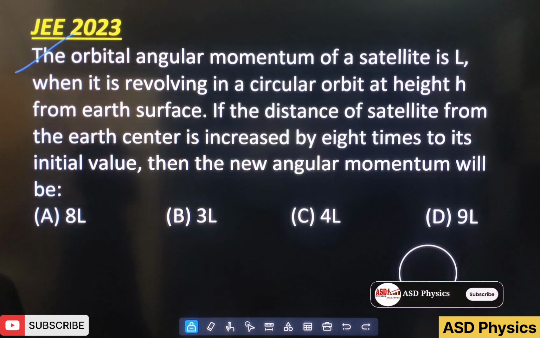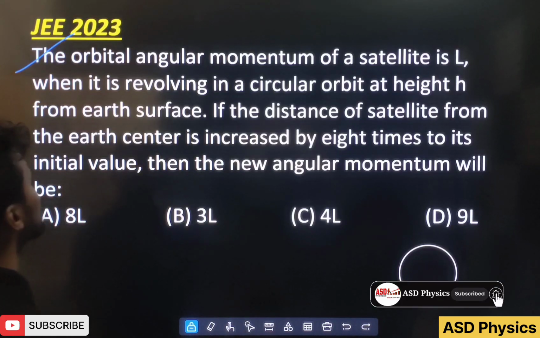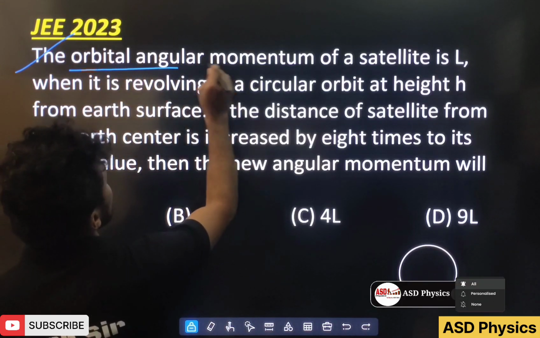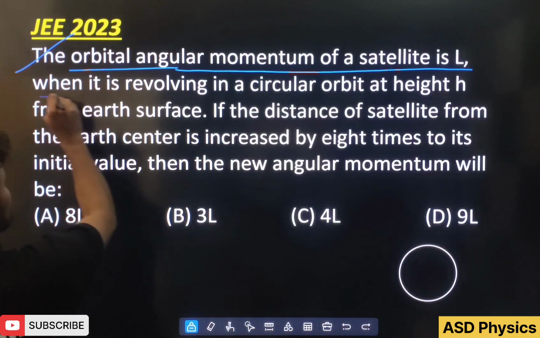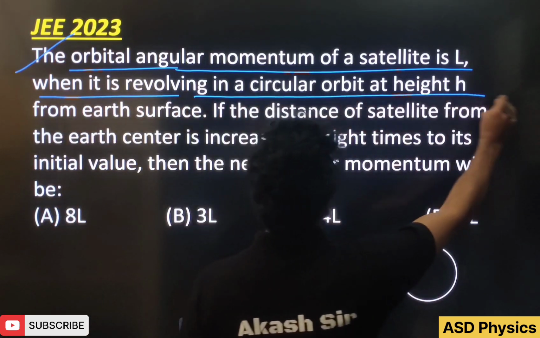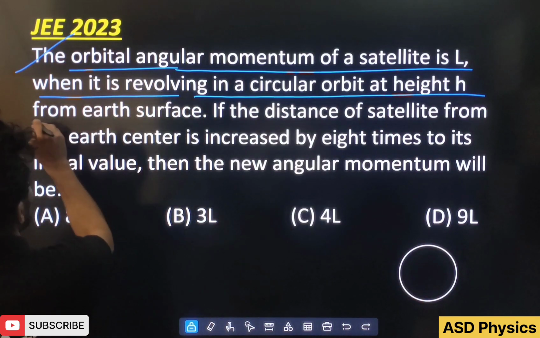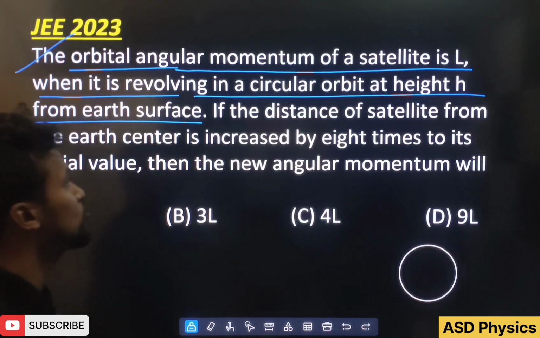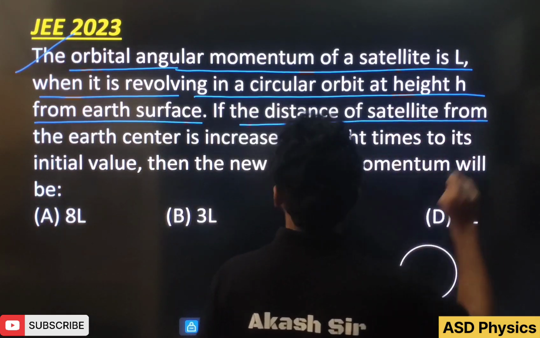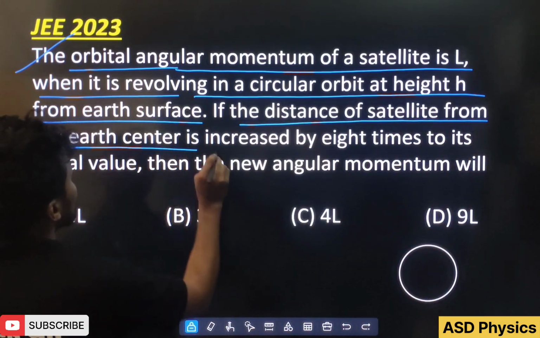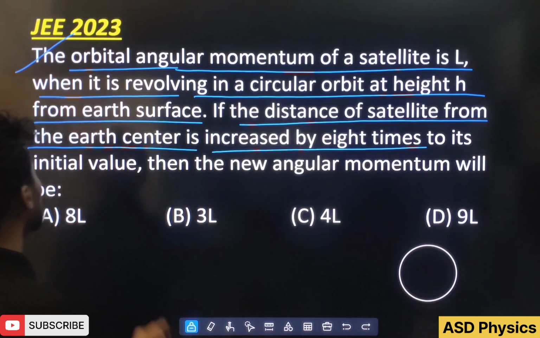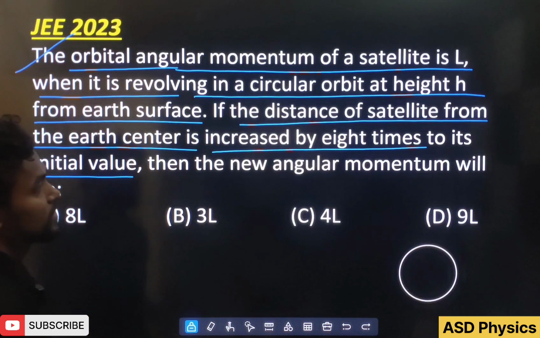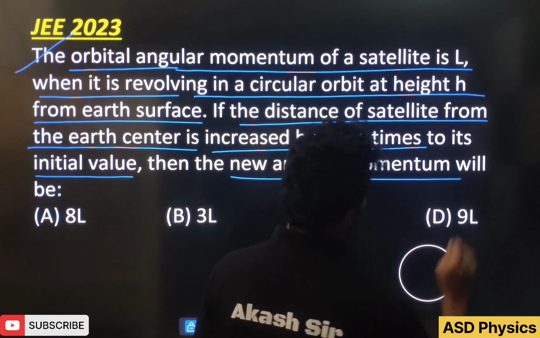JEE 2023 question is coming for you, and the question is: the orbital angular momentum of a satellite is L when it is revolving in a circular orbit at height h from Earth's surface. Now if the distance of the satellite from the Earth's center is increased by 8 times its initial value, then how much is the new angular momentum?